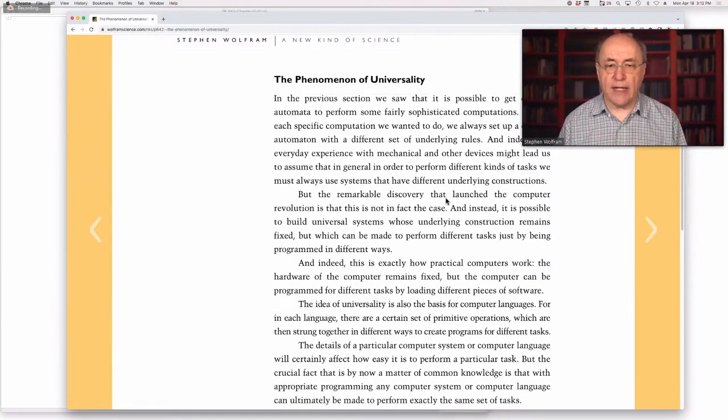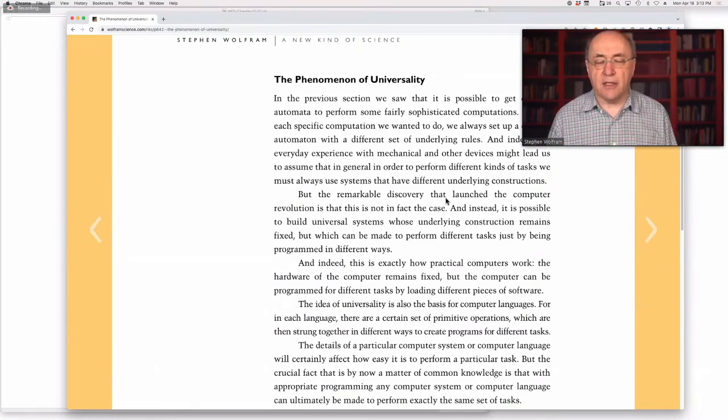So I'm talking about the fact that we can get a cellular automaton and it can compute the primes. We can set up the hardware of the cellular automaton so that that particular cellular automaton just computes the primes.